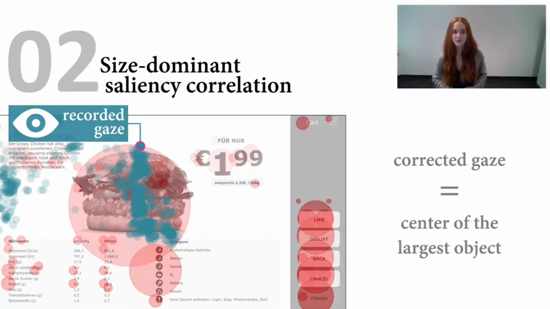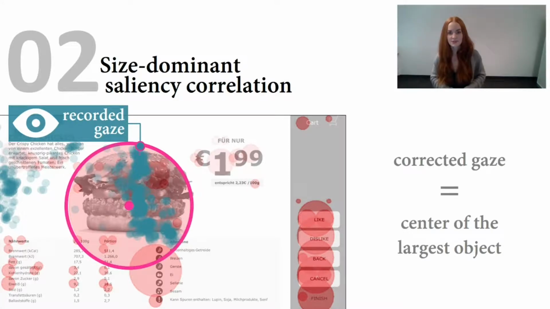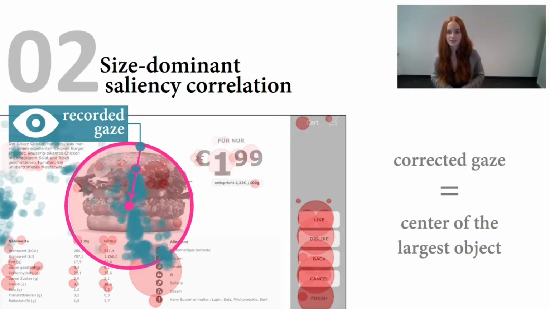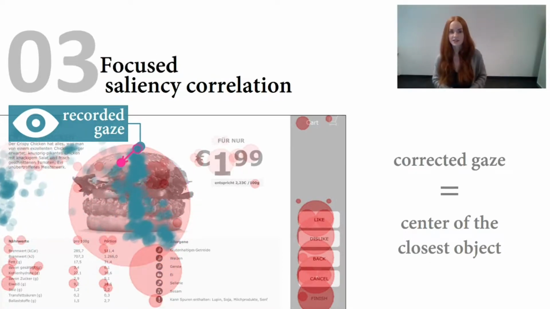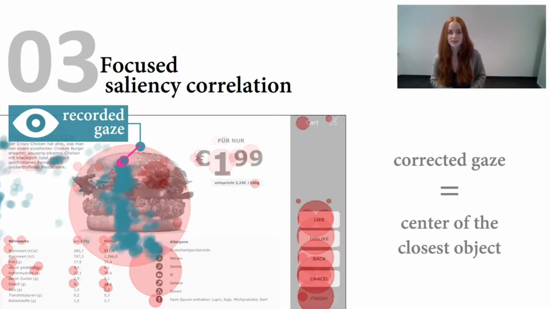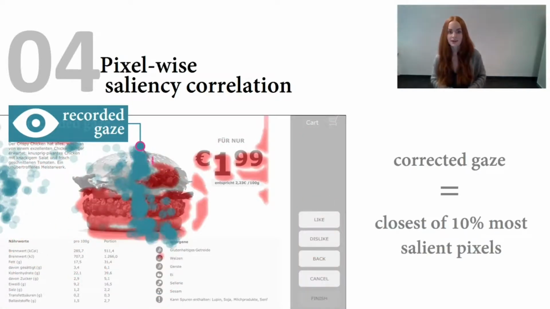We then proceeded with a series of saliency-based calibration strategies. Assuming that users look at salient elements first, one strategy is to match the gaze with the center of the largest object on the screen. Another strategy is to align the recorded gaze with the center of the object closest to the recorded gaze, or with the closest one of the 10% most salient pixels.